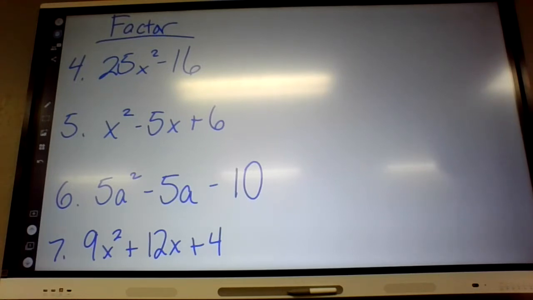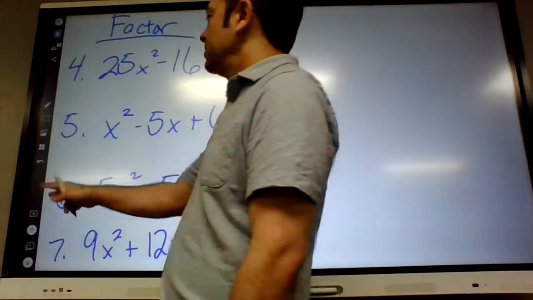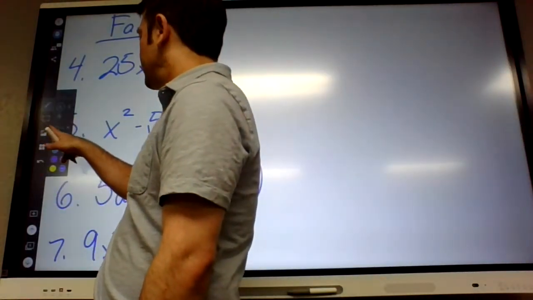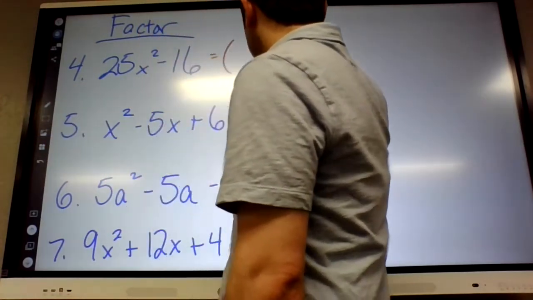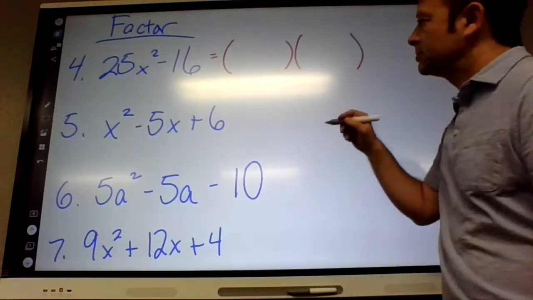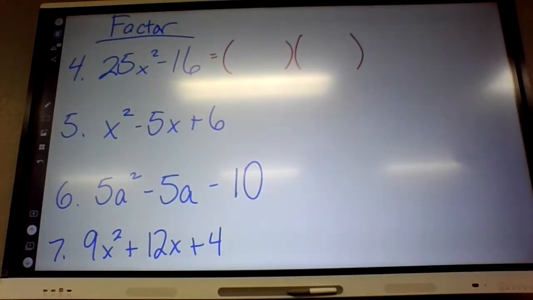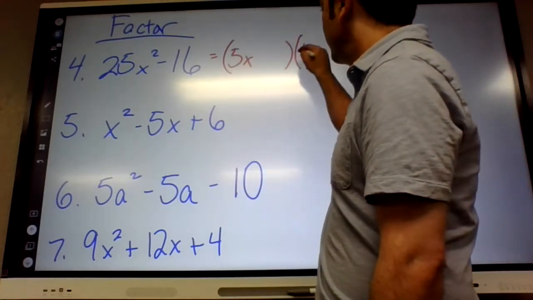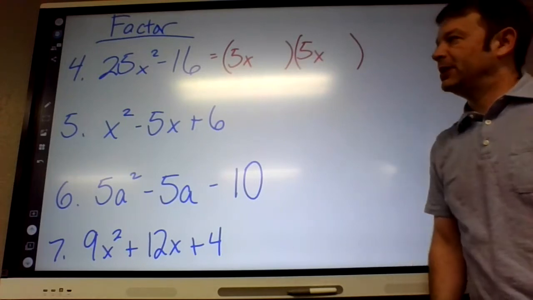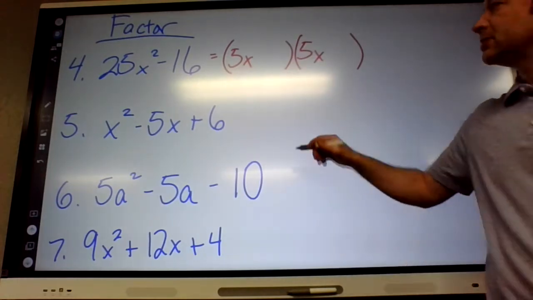Alright, number 4, we did not do very well on the quiz on this one. How do we factor number 4? You guys remember what I called it? Square minus the square. What goes into 25x squared? 5x and 5x. What goes into negative 16? Positive 4 and negative 4.